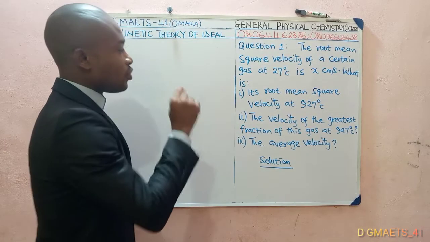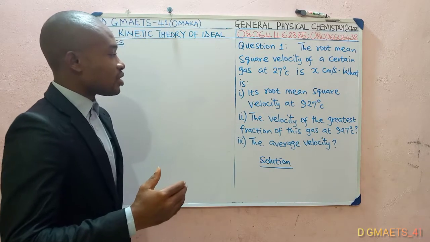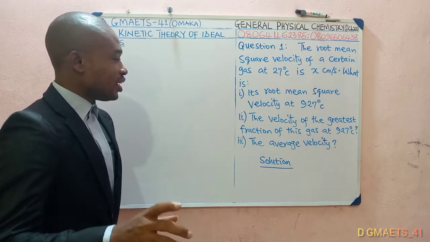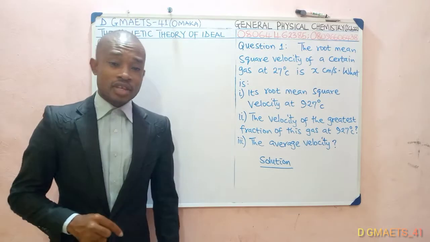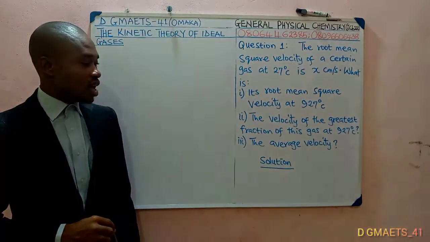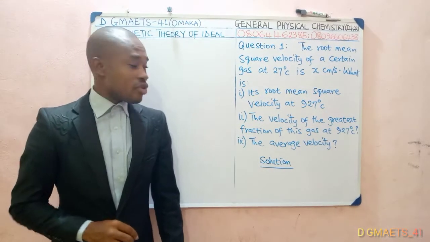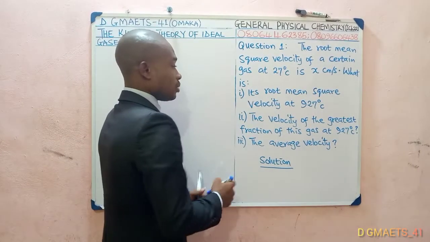It reads, the mean square velocity of a certain gas at 27 degrees centigrade is x centimeter per second. What is (i) its mean square velocity at 927 degrees centigrade, (ii) the velocity of the greatest fraction of this gas at 927 degrees centigrade, (iii) the average velocity. Now, let us see how we approach this problem, okay?